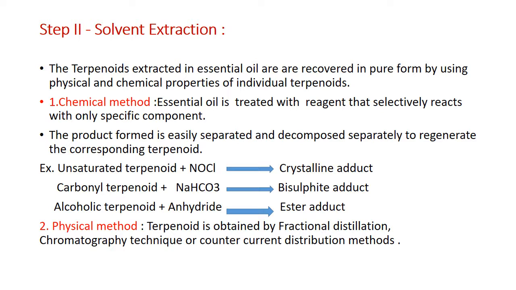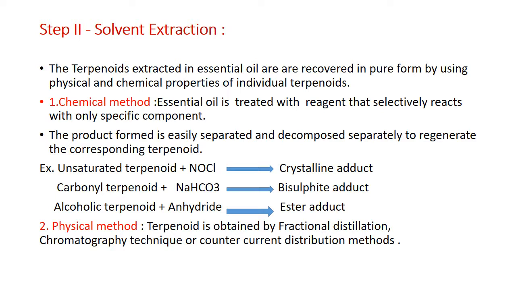If the terpenoid contains an alcoholic group, that alcoholic terpenoid is allowed to react with an anhydride or any type of acid. If an ester is formed, it proves the presence of an alcoholic group in that terpenoid. In this way, by the chemical method, the terpenoid is identified or separated from the unwanted compounds and the remaining components present in the essential oil. This is known as the chemical method because we use chemical reagents.